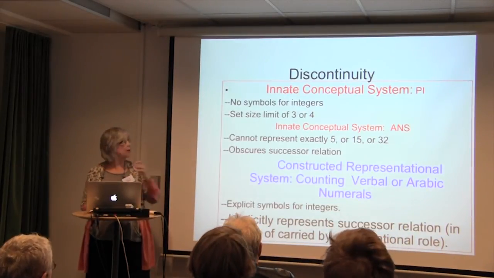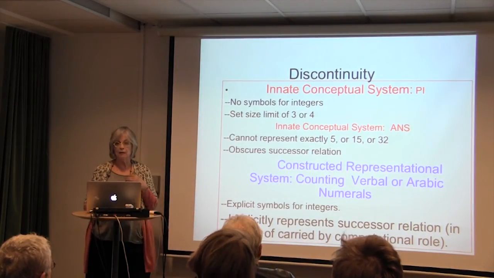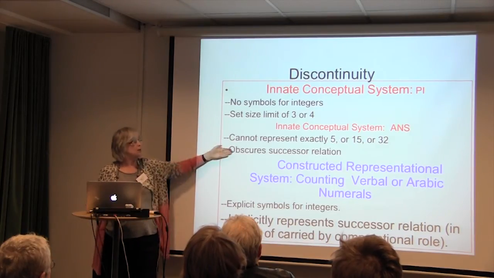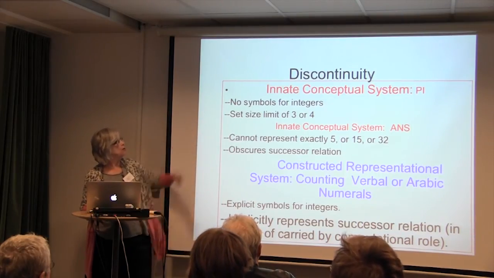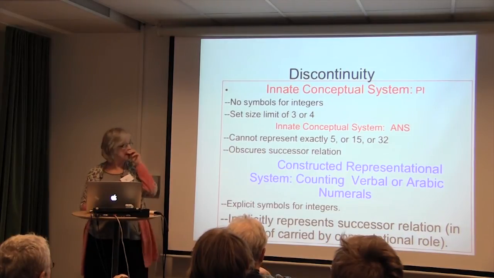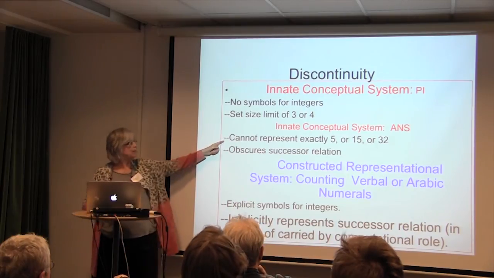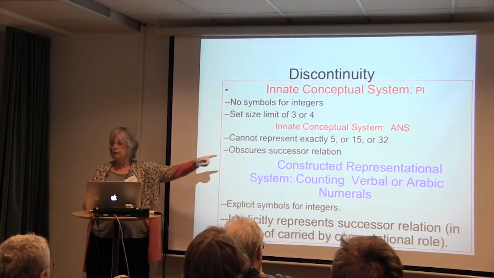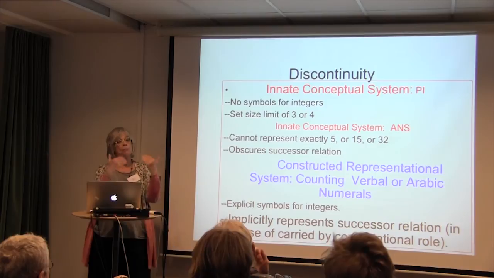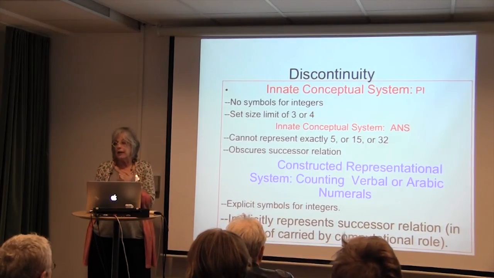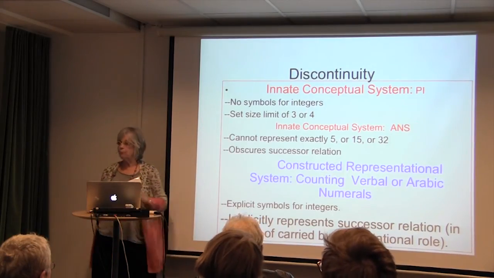So the discontinuity here, the point is that system at least represents a finite subset of natural number. These two systems can't represent natural number, right? Obviously, the parallel individuation has no symbol for integers and a set size limit of 3 or 4, but the analog number system can't represent exactly 5 or 15 or 32, right? It can only represent approximately. And furthermore, it obscures the successor relation because numbers are compared by their ratios and not by their average difference. They can't even resolve the difference between 9 and 10, right? So neither of these, in principle, can represent integers.